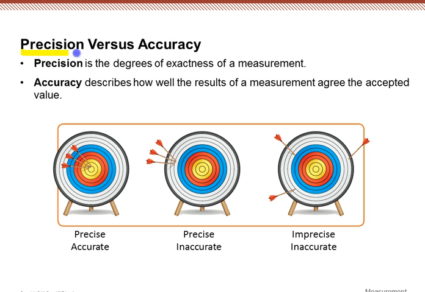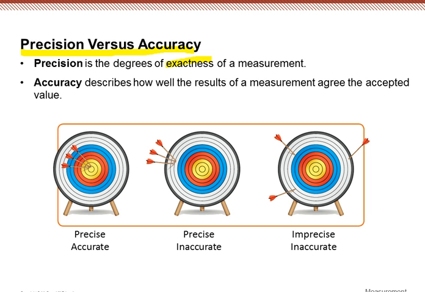Let's talk about the difference between precision and accuracy. So precision is the degree of exactness of a measurement. So think of exactness when you think of precision. And accuracy describes how well the results of a measurement agree with the accepted value. I think this illustration down here does a great job of really nailing out the difference between precision and accuracy.